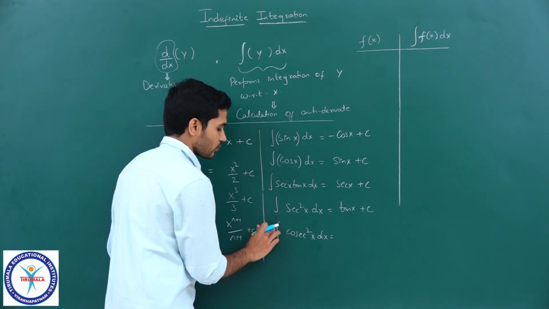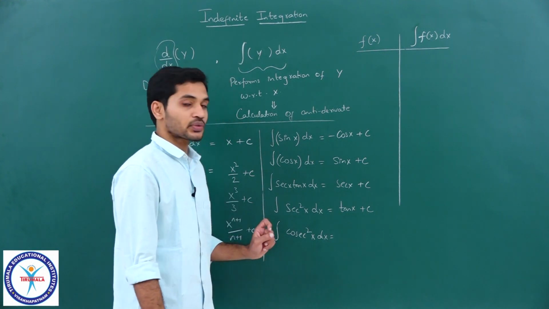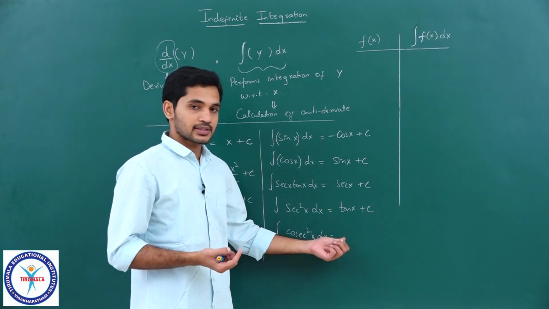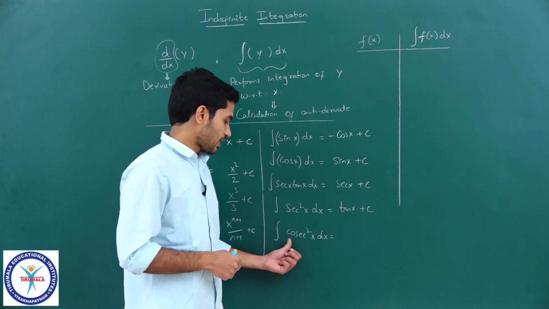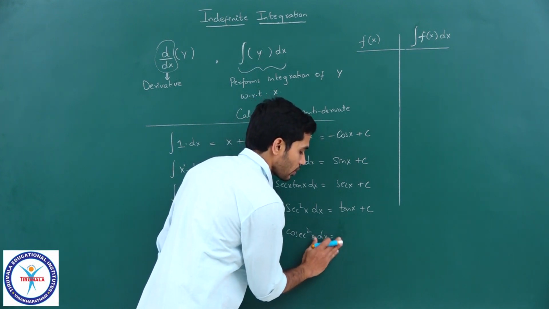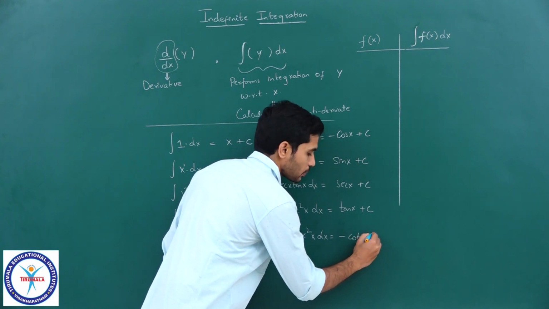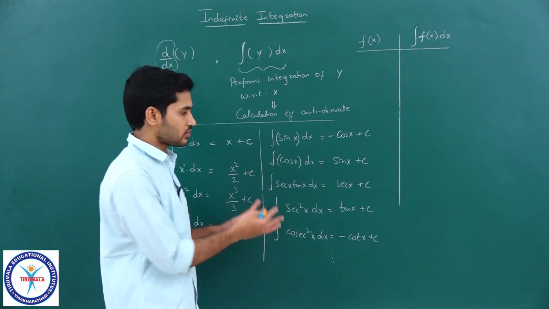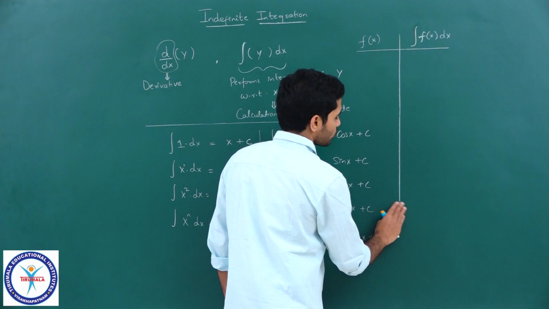What is integral of cosecant square x dx? Which function when differentiated gives you cosecant square x? What is that? Cot x, right. But cot x when differentiated gives you minus cosecant square x, and I have cosecant square x here. So, I should be using minus cot x plus c, and so on. As I told you, you can just reverse the table. Whatever table we have written there, you can just reverse it.